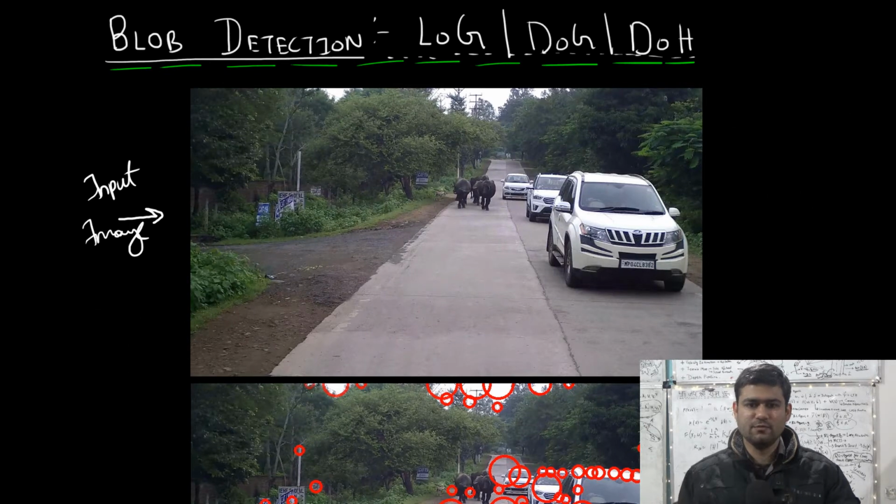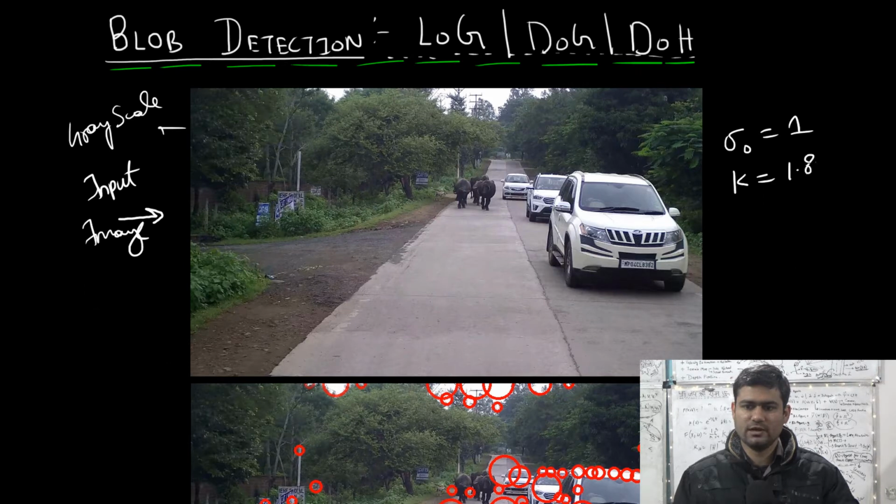And for the purpose of detecting blobs, we convert this input RGB image to a grayscale image. The sigma naught value that we used was 1 and our value of K was 1.8, and then we incremented the sigma values like sigma naught, K sigma naught, until it exceeded the value of 10. So we had 6 scales where we computed the blobs.